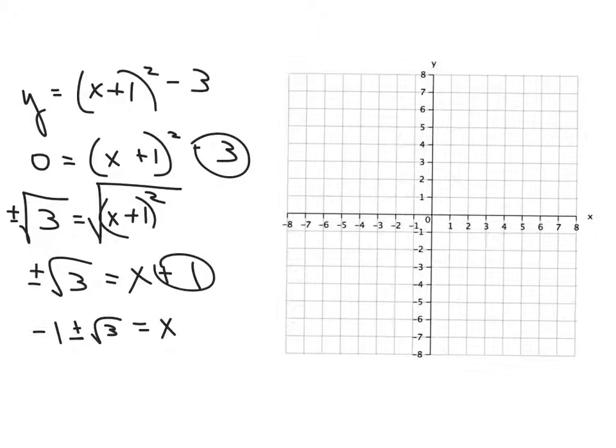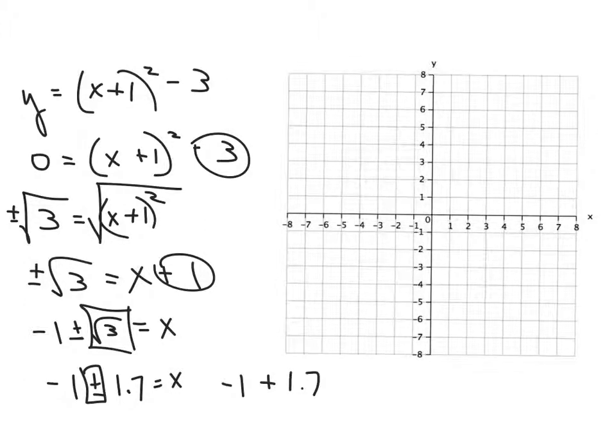So what you're going to do is take your calculator and find out what the square root of 3 is. And you will find out that it's 1.7. Okay, and so what does this mean? It means negative 1 plus 1.7 or negative 1 minus 1.7, and that's going to be our x values. So negative 1 plus 1.7 is going to be 0.7. Negative 1 minus 1.7 is negative 2.7. So that's where it's going to cross.